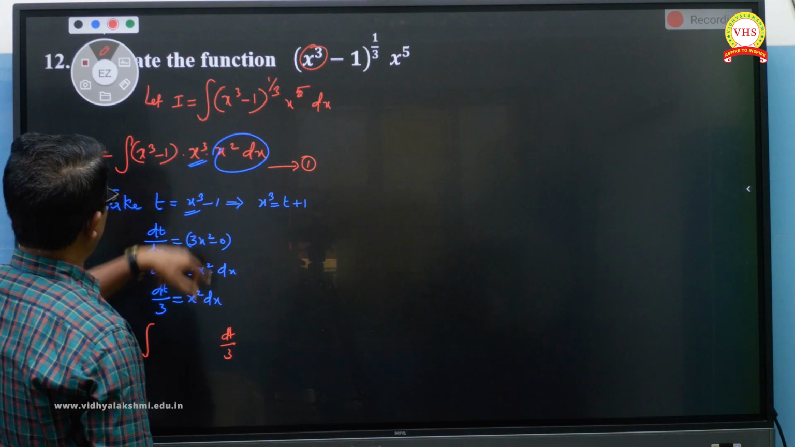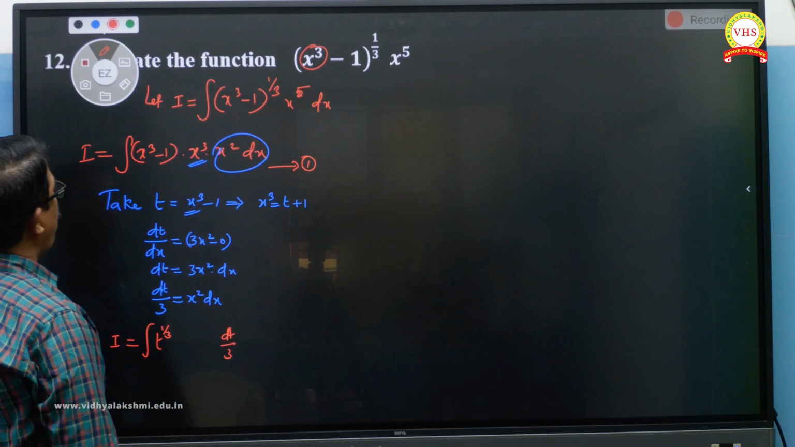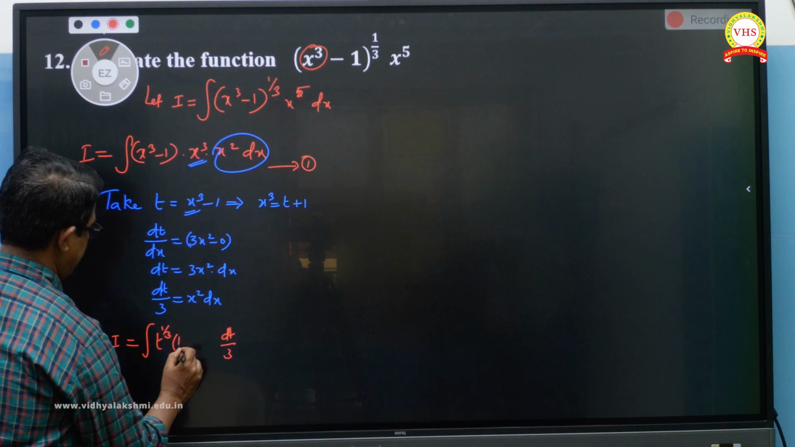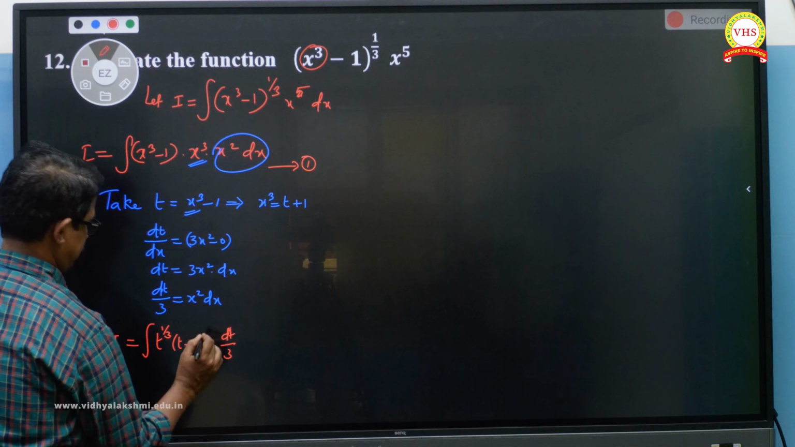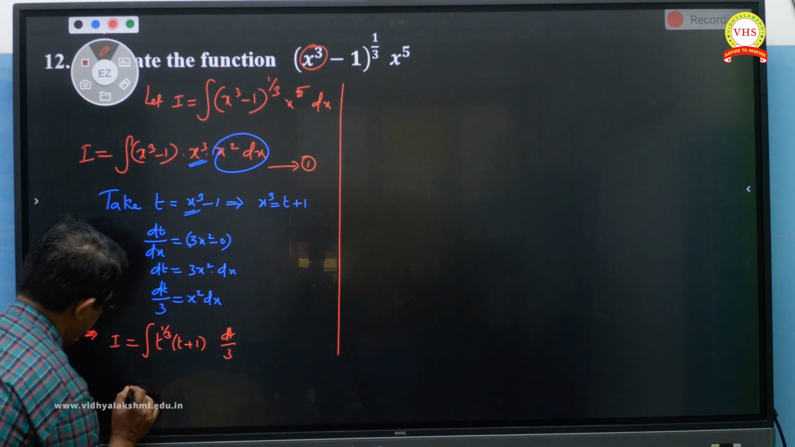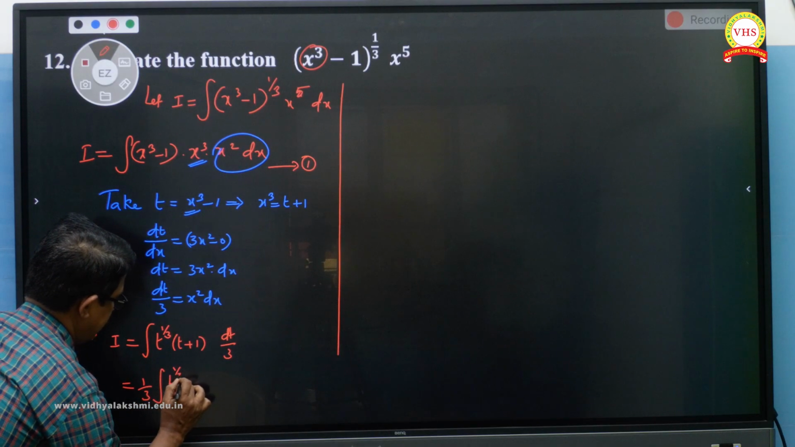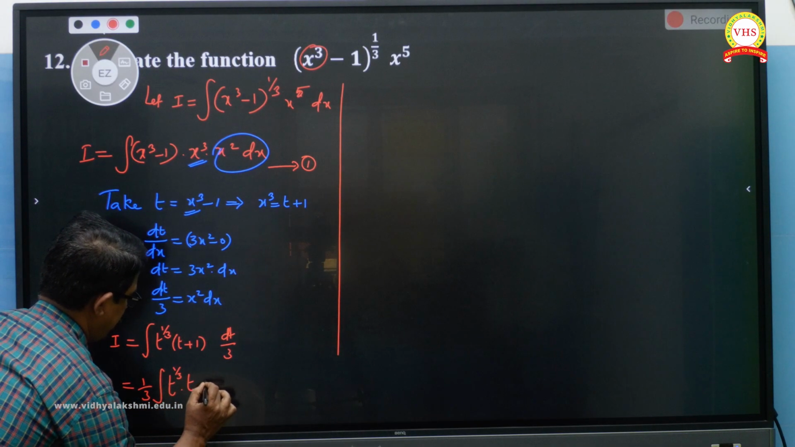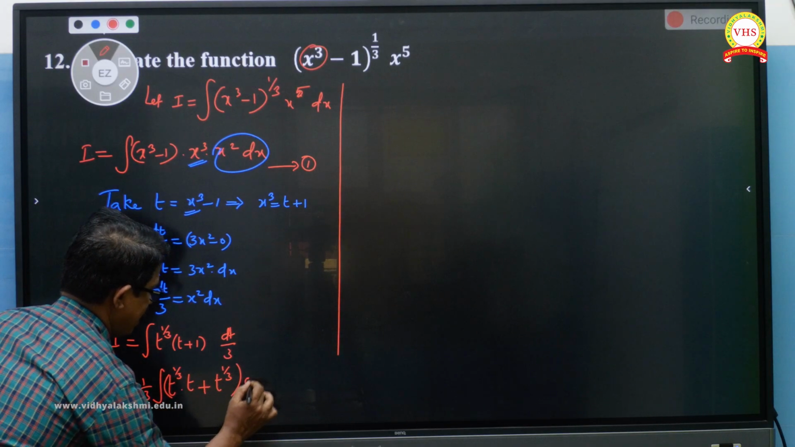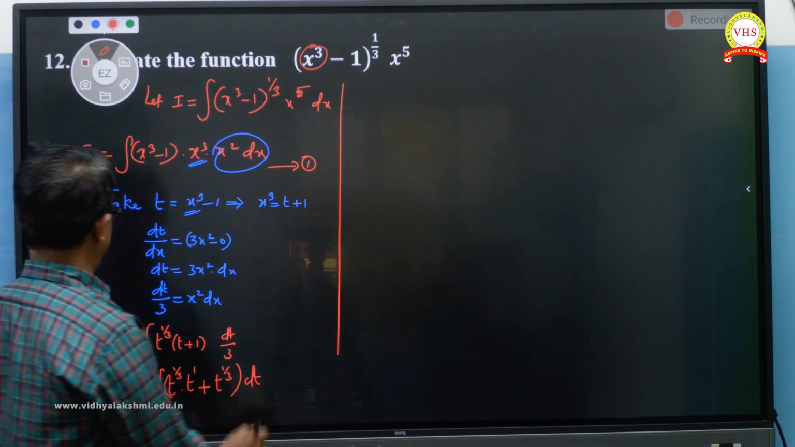Then what is x cube minus 1? That is t to the power of 1 by 3. And then what is the x cube value we found? t plus 1. Now integrate. What are we going to get? One more step I will write here. That is 1 by 3 integral t power 1 by 3 into t plus t power 1 by 3 into dt. Now 1 plus 1 by 3, what are we going to get?